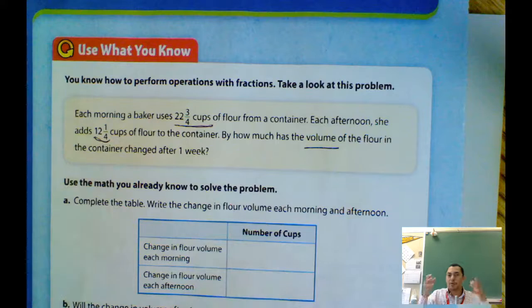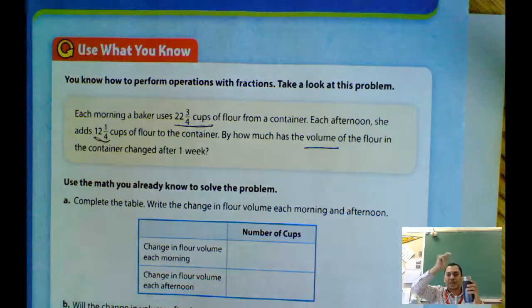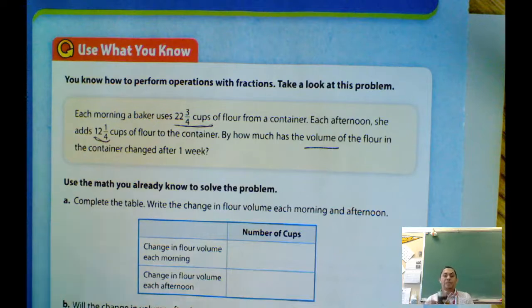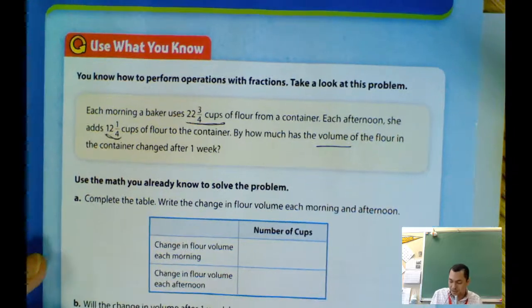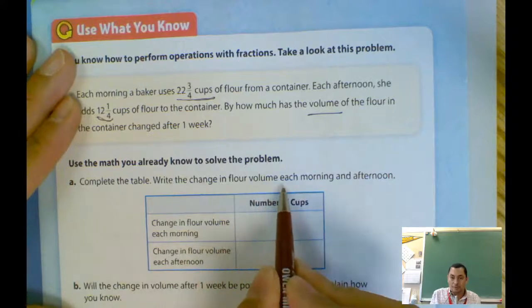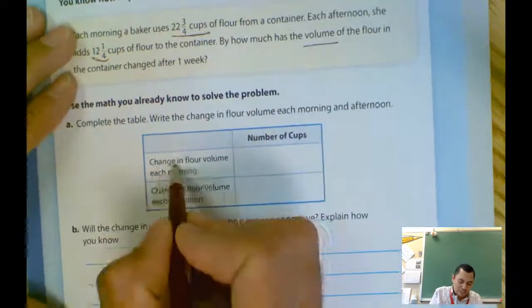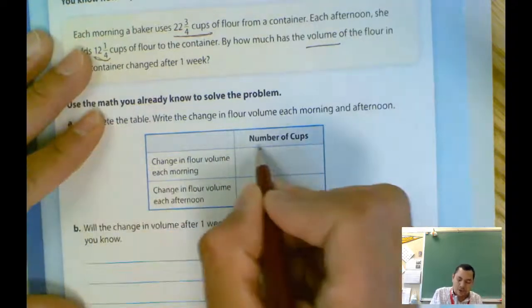In this case, remember, you have a container and the volume is the flour that container has. And the baker every morning takes 22 and 3/4 cups of flour. And then at the end of the day, she puts a little bit more. And we're going to analyze what's going on with that container. So complete the table. Write the change in flour volume each morning and afternoon. So I have change in flour volume each morning, number of cups.